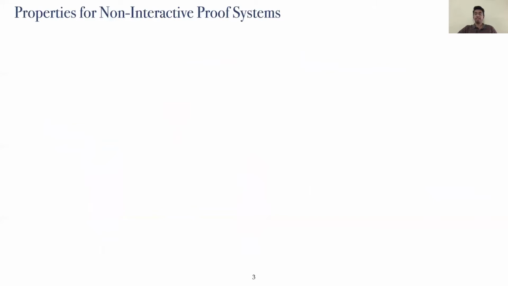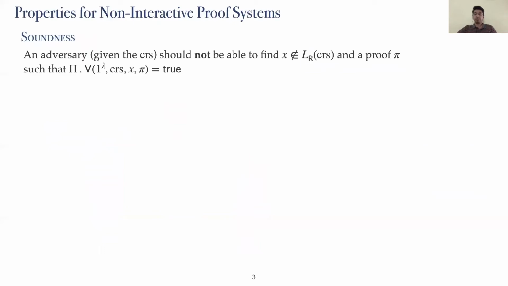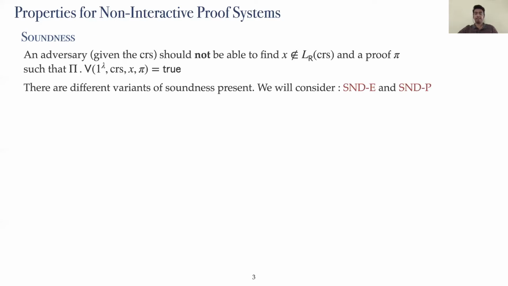Beyond completeness, there are other properties of proof systems that are often aimed for in the literature. The soundness property requires it to be hard for a polynomial time adversary to construct a proof for a statement that is not in the language, such that the verification algorithm accepts the statement proof pair. There are different variants of soundness existing in the literature. We will in particular look in closer detail at two notions that we will call SNDE and SNDP.